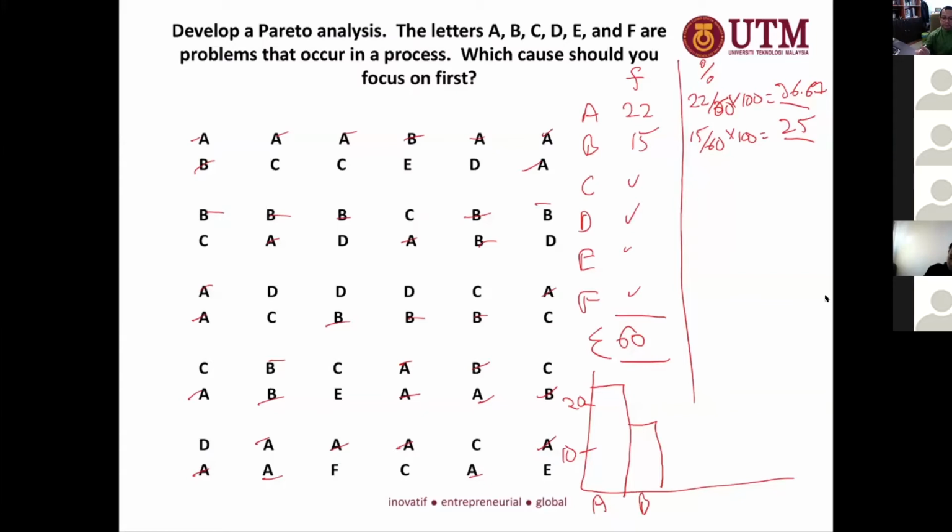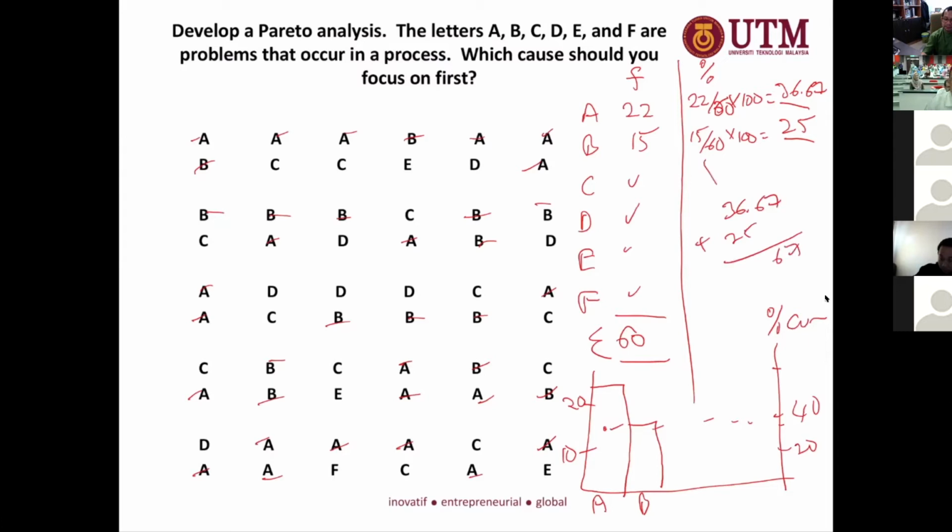Okay. So we put the highest frequency on the left, followed by the second highest also on the left. Then from here we can do the cumulative. So for A, 36 percent, I put 20, 40, and so on, maybe it's around here. B maybe 25. So we have to count the cumulative: 36.67 plus 25, so 61.67, around 60. That's how we do the cumulative. I hope I'm giving you the idea how to draw the cumulative for this Pareto, and the histogram for each frequency.